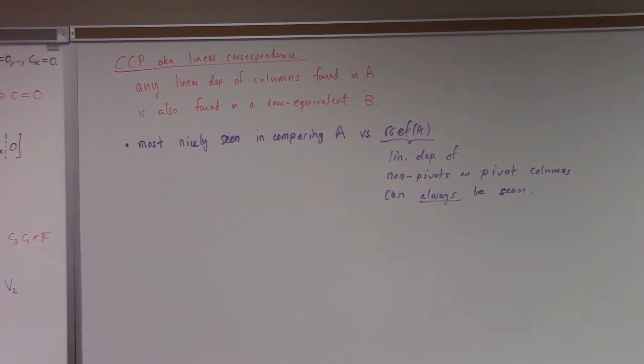Any questions? Yeah. So if it's linearly dependent, then you'll end up with rows of zeros at the bottom? You could have rows of zeros at the bottom and still have linearly independent.